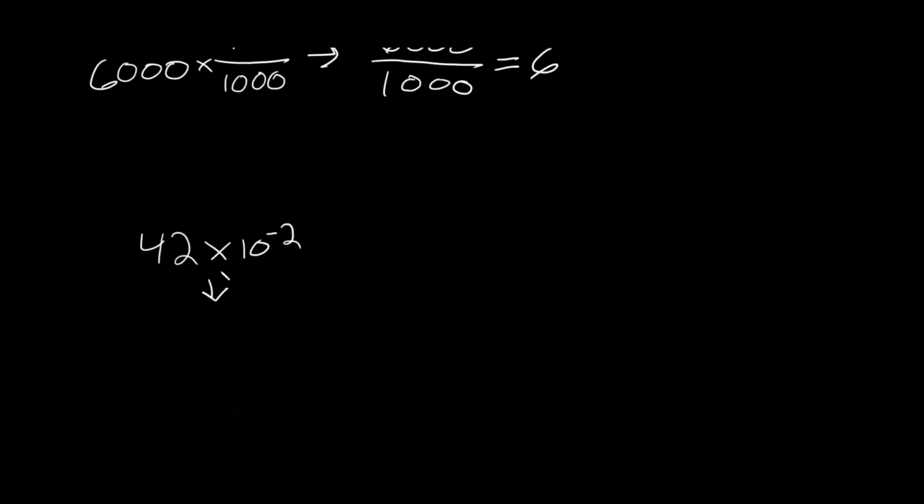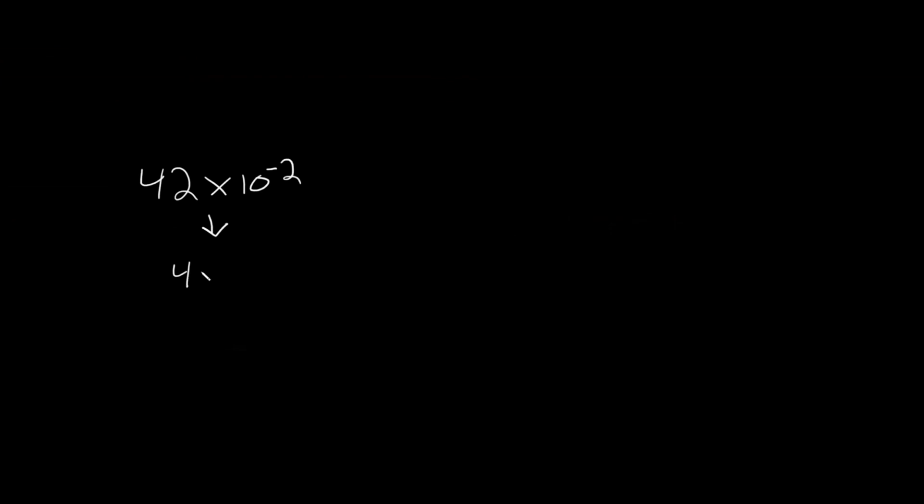This is going to be the same thing as 42 over 10 squared. Well, that's 10 with 2 zeros, which is now 100. And when dividing by powers of 10, instead of moving the decimal place to the right, we're going to move the decimal place to the left, according to how many zeros there are. So let's now move this decimal 2 places to the left, because there are 2 zeros. So the decimal is now going to be in front of this 4, which means 42 times 10 to the negative second power is going to equal 0.42.